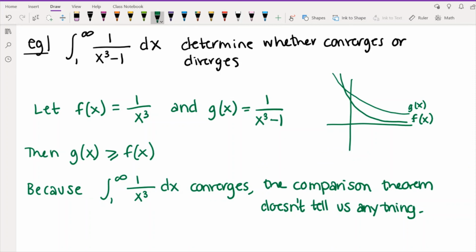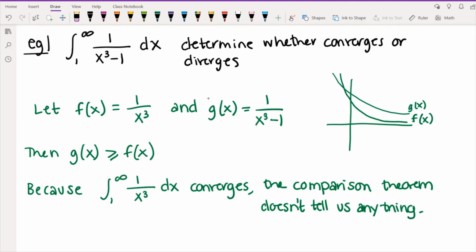So basically, when you're trying to use the comparison test, you need to first figure out what are you trying to compare it to, and figure out which one's bigger, which one's smaller. And then once you figure out whether your known integral, meaning like this one, converges or diverges, that will tell you whether you'll actually be able to apply the comparison theorem or not.